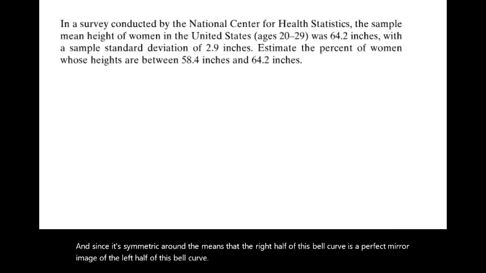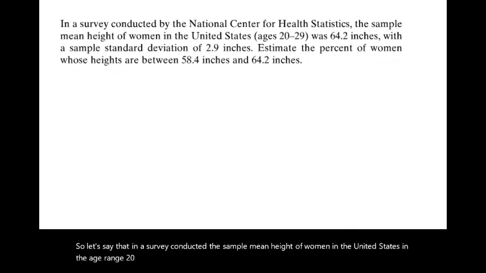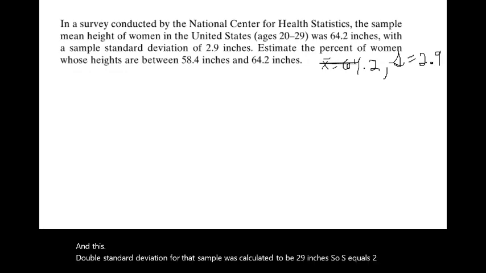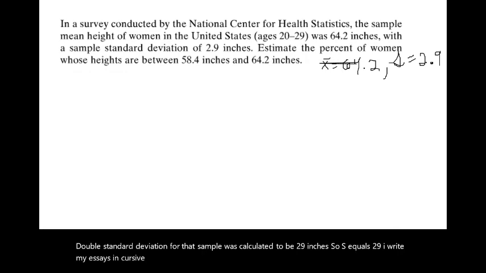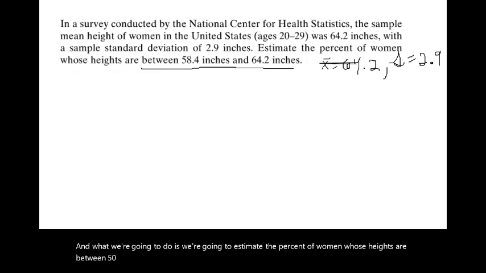So let's say that in a survey conducted, the sample mean height of women in the United States in the age range 20 to 29 was 64.2 inches. So they just gave us that the sample mean of the survey they took was 64.2. And the sample standard deviation for that sample was calculated to be 2.9 inches. So s equals 2.9. I write my s's in cursive because they look a lot like 5s. And what we're going to do is estimate the percent of women whose heights are between 58.4 inches and 64.2 inches.